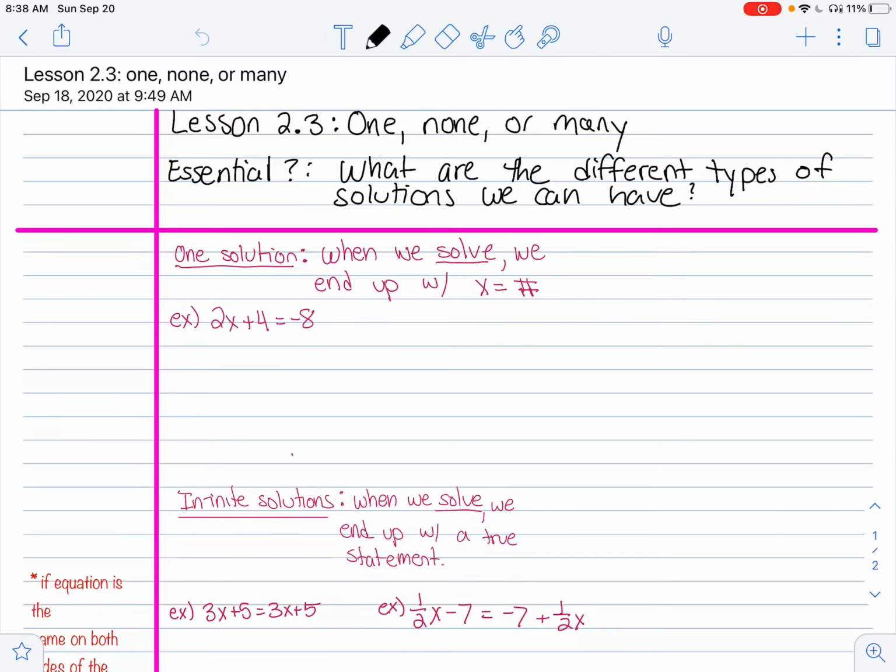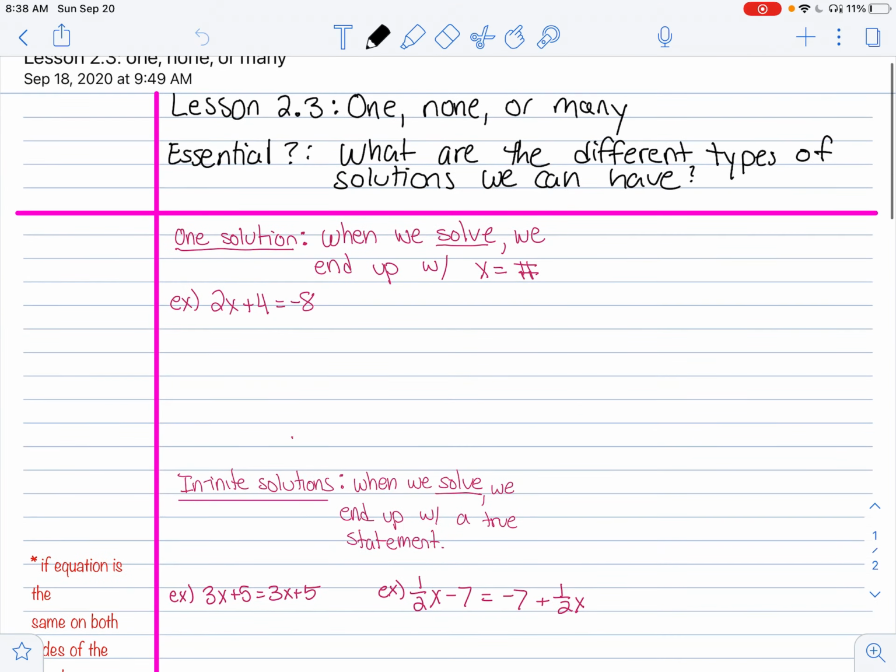Welcome to lesson 2.3. We're going to title this One, None, or Many, and go ahead and set up your Falcon notes. So our essential question for today is: what are the different types of solutions that we can have? When we are solving linear equations, we have three different types of solutions that we can look at. We have one solution, infinite solutions, and no solution.